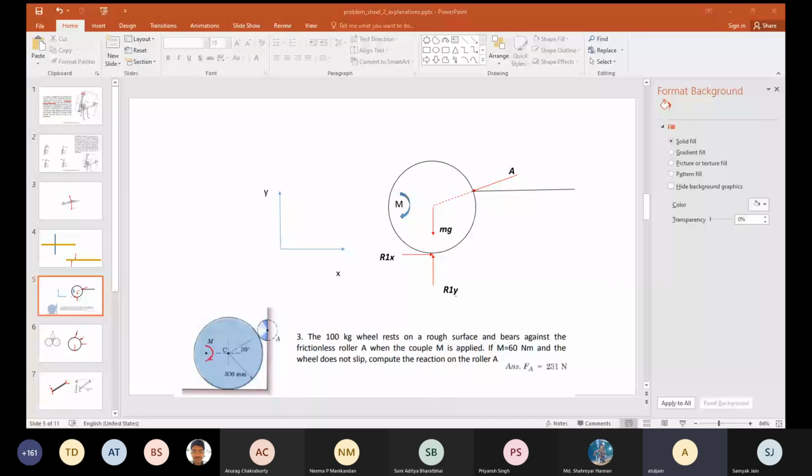So the moment M is applied at a point away from C. A couple M is applied. A couple M is independent of the location. A couple is not location specific. So we can take it at C also, no? Yes. Okay, sir.